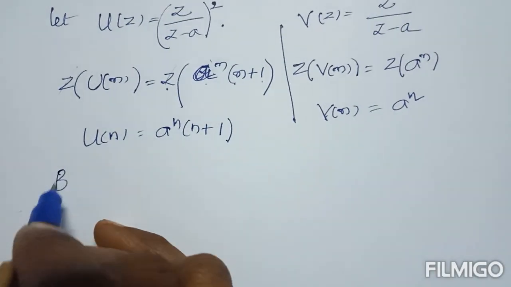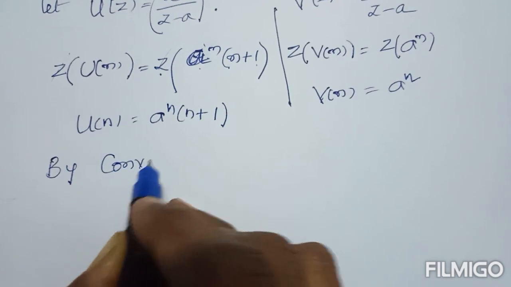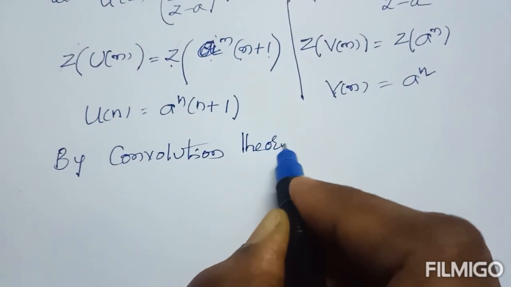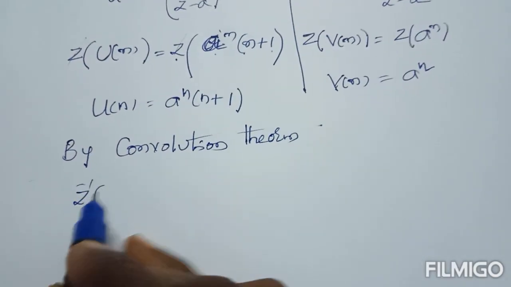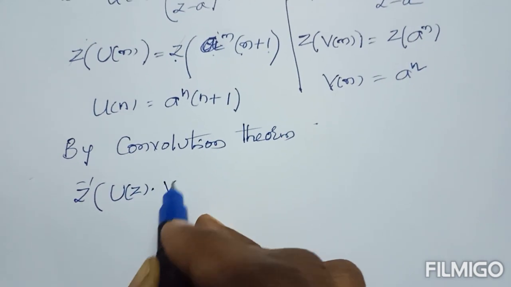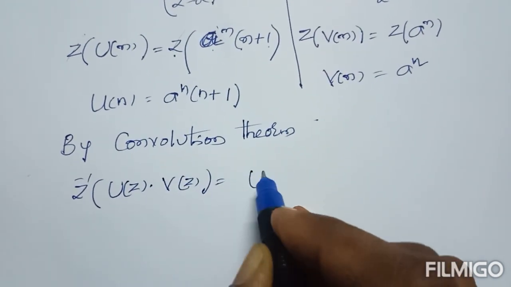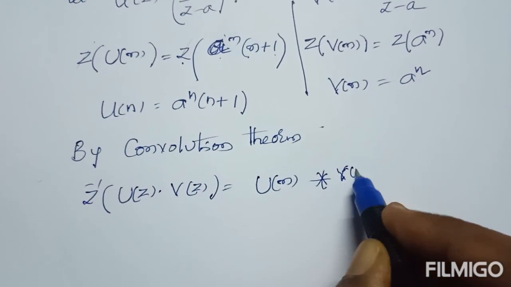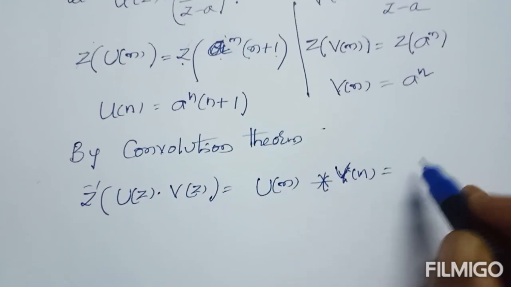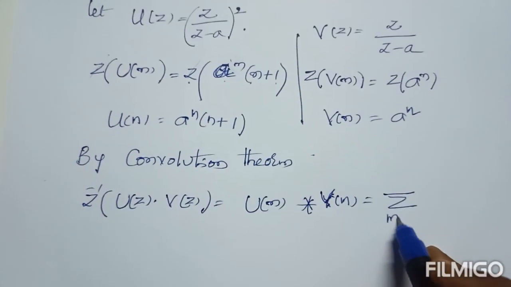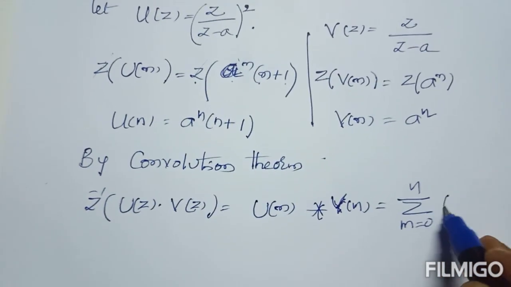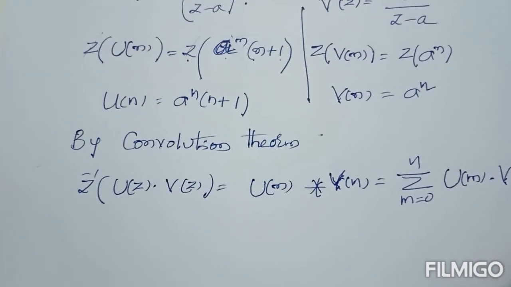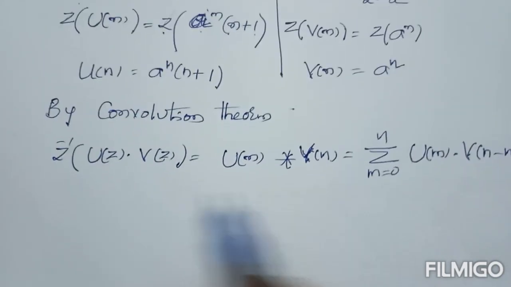By the convolution theorem, z inverse of u of z into v of z equals u of n star v of n, which equals summation of m equals 0 to n u of m into v of n minus m. This is the statement of the convolution theorem. Now the corresponding values.